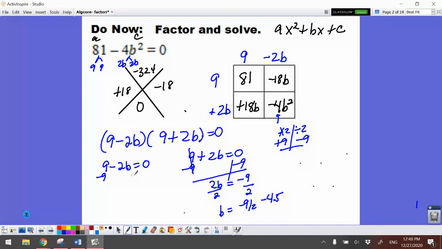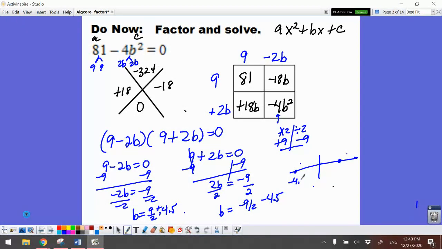Same thing here. Subtract my 9. Negative 2b equals negative 9. This time I'm dividing by a negative 2. b is going to equal a positive 9 over 2, or a positive 4.5. So I've got a point over here at 4.5, a point over here at negative 4.5, and I have my quadratic. Okay?